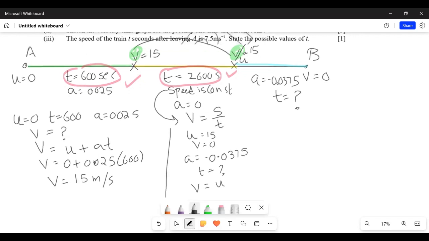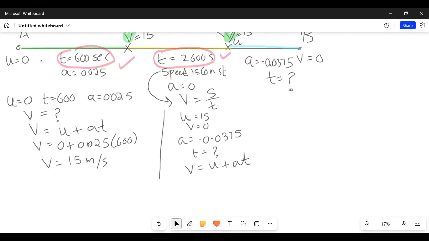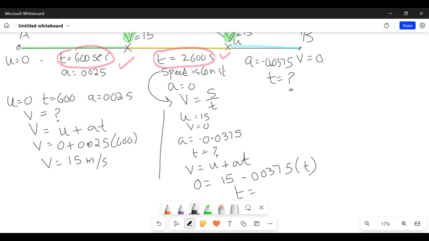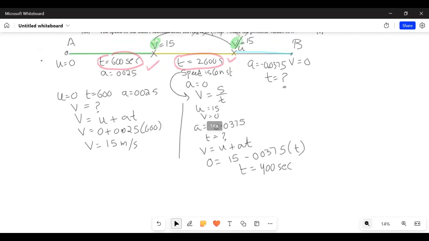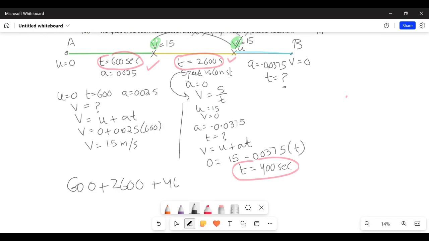So V equals U plus AT. 0 equals 15 minus 0.0375 times T. So find T from here. T should be 400 seconds. Okay, so T comes out to be 400 seconds, and that is what we needed for the total time. So the first part of the journey takes 600 seconds, the second part takes 2600 seconds, and the third part takes 400 seconds. So 600 plus 2600 plus 400 is going to be 3600 seconds.